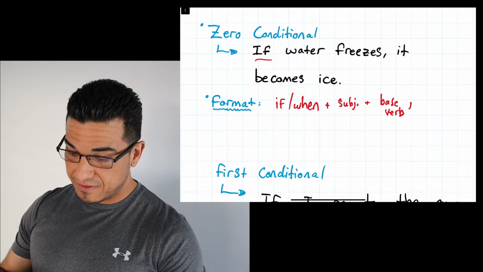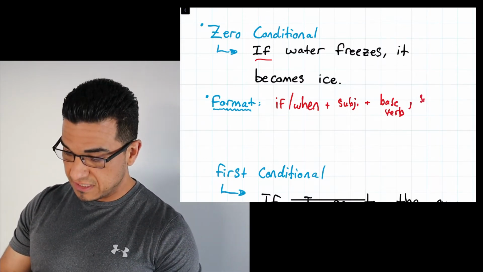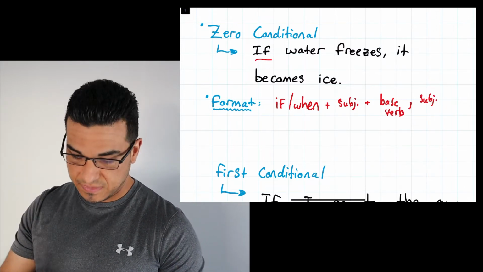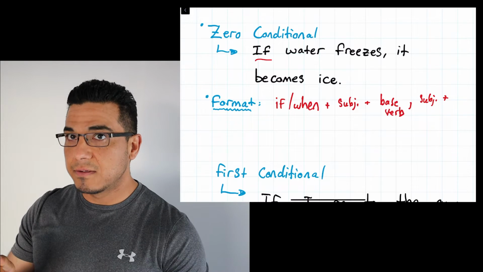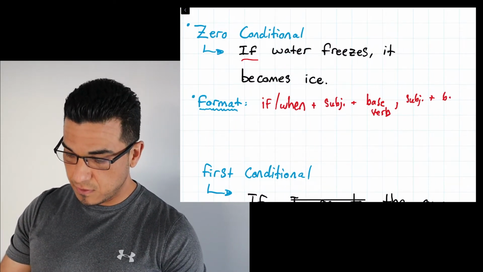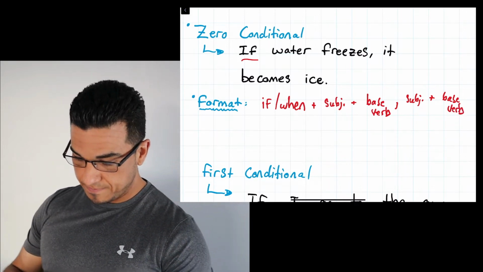And then the second half of the sentence, where we have it becomes ice, I'm going to follow it with my subject, which I'm referring back to with it, plus, again, my base verb. All right, it's very exciting watching me write.